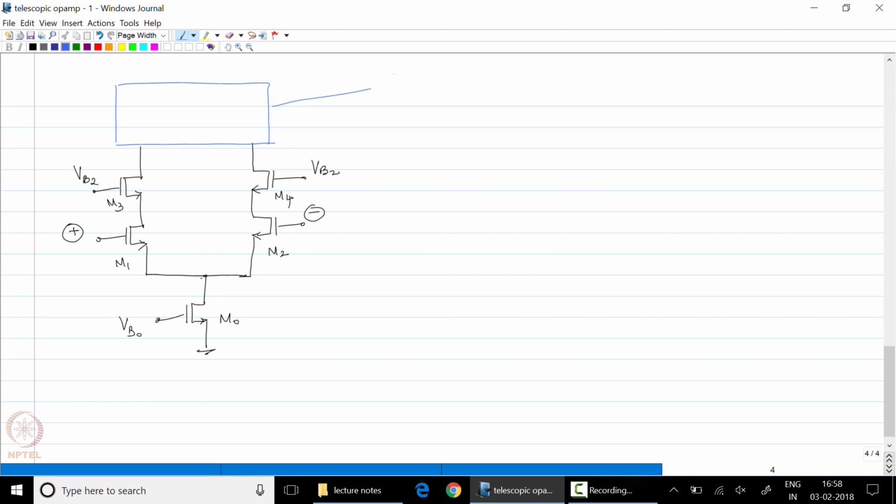So first of all, it needs to build a current mirror action. This is something I need from this particular block. It also needs to have high output impedance. This block also needs to have high output resistance.